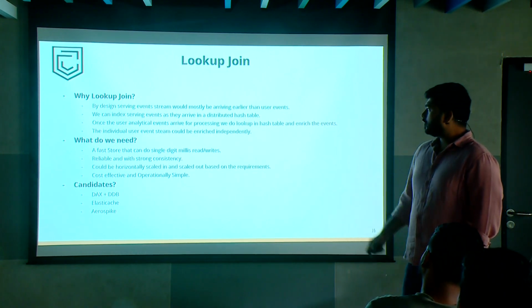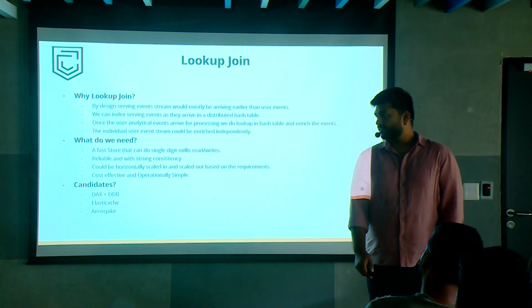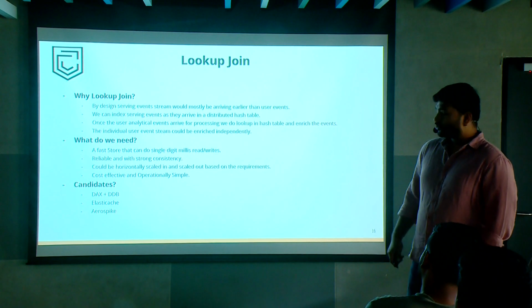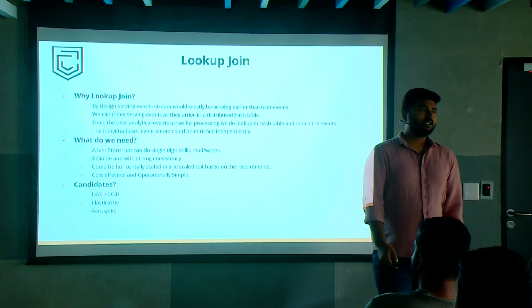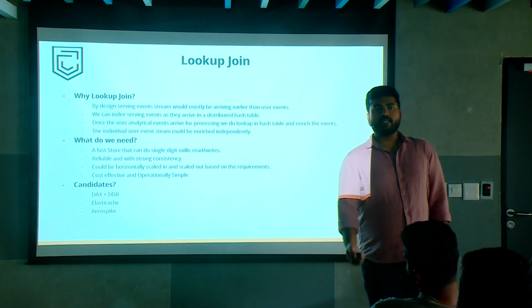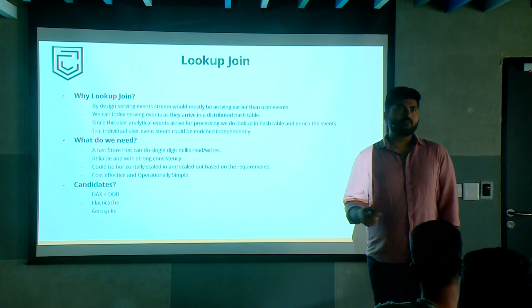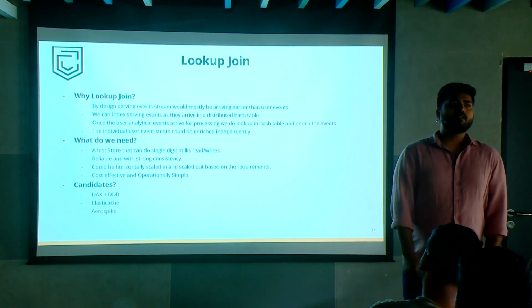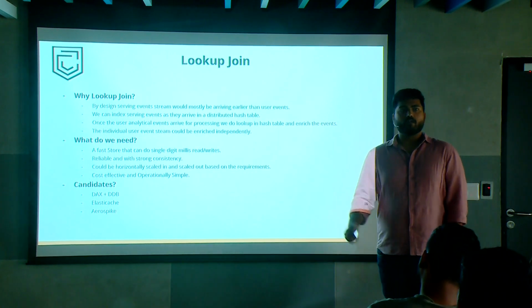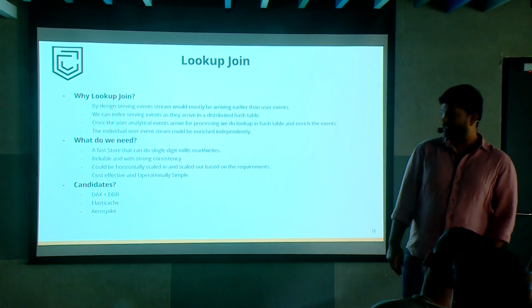So what did we need? We need a fast store that can do single-digit millisecond updates, reads and writes. It should be reliable with strong consistency. It could be horizontally scaled so that for any event that might come, like the World Cup, where we would expect a huge load to sustain for a week or so, or a month, we can easily scale up our hash table, and which also has persistence.